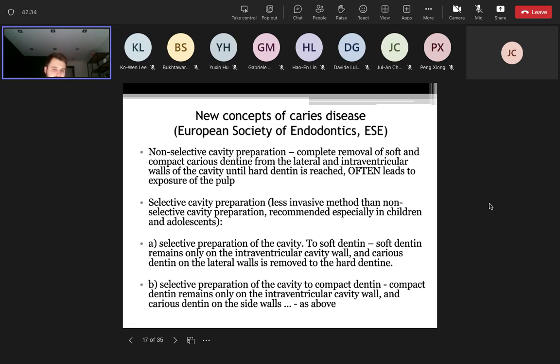Selective cavity preparation is a less invasive method than the non-selective cavity preparation, recommended especially in children and adolescents. In those two cases, we are really concerned about the pulp. There is a lot of time ahead for these teeth, so we try to keep them alive as long as we can. Okay, so selective preparation of the cavity to soft dentin.